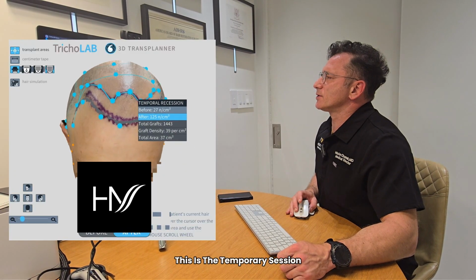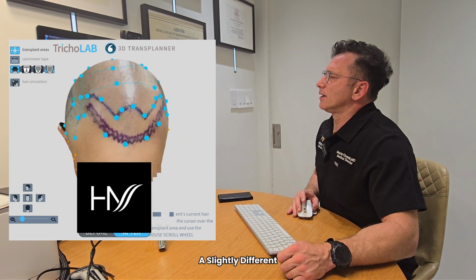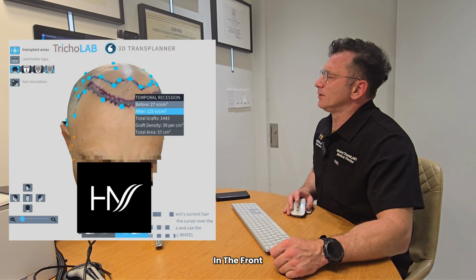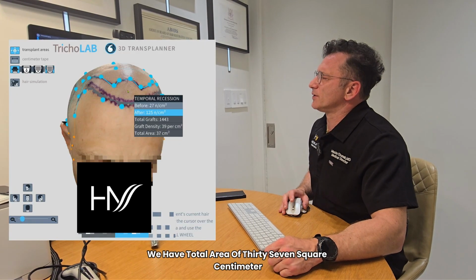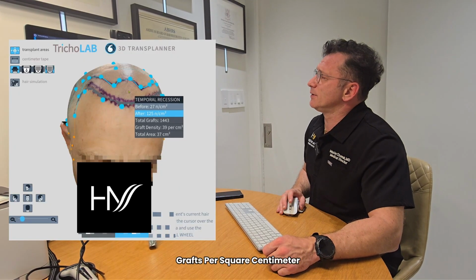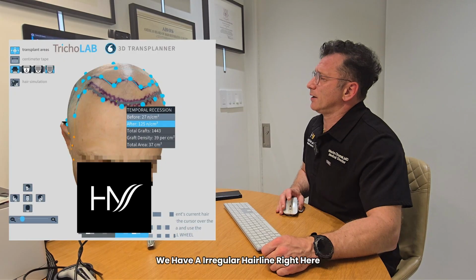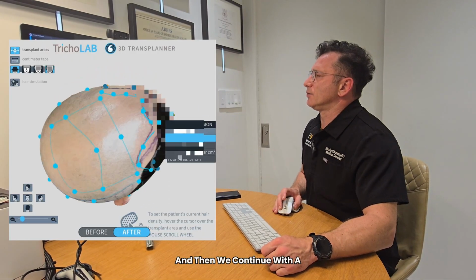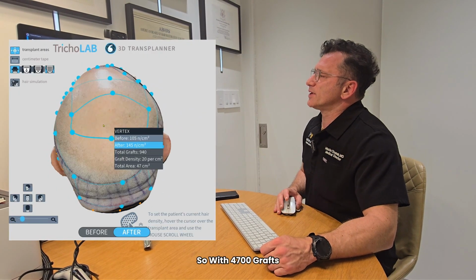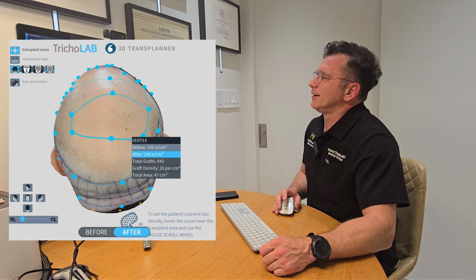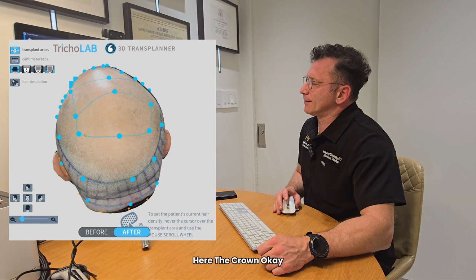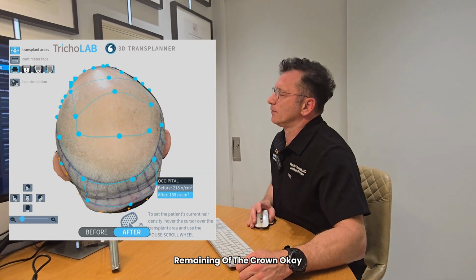This is the temporal recession, and each area will have a slightly different density of implantation. The most important is here in the front, and we have a total area of 37 square centimeters right here, and then graft density will be 39 grafts per square centimeter. We have an irregular hairline right here, and then we continue with the frontal area, mid-scalp, and the crown. So 4,700 grafts are not going to be enough to cover the entire area, so we're going to plan a second procedure to cover the rest of the crown.